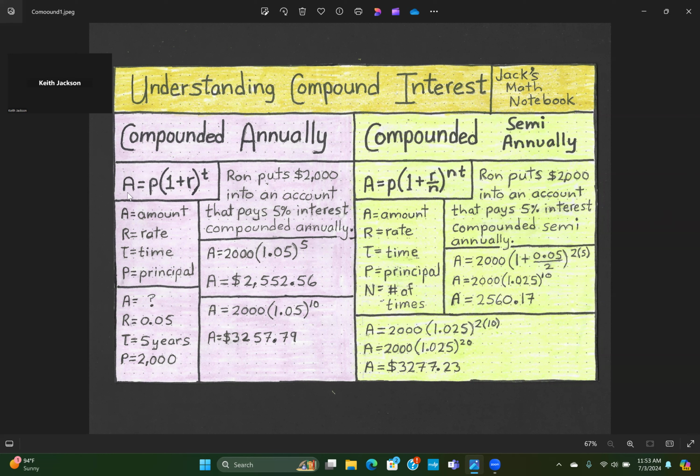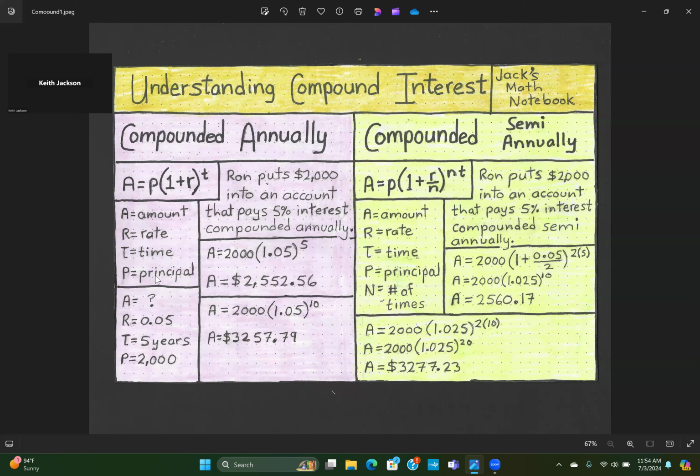In that formula, A is equal to P times the quantity of 1 plus R, raised to the time, raised to the T. And so I'm going to explain what all these letters mean. A means the new amount, R equals rate, T equals time, and P equals the initial principal, before the compound interest took place.